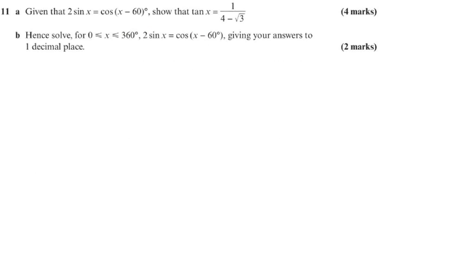Our first question: given that 2 sine x equals cos of x minus 60 degrees, show that tan x equals 1 over 4 minus root 3. Well, I would suggest for something like this, we start with whichever bit of the equation can be most easily broken down, manipulated, converted into something different.